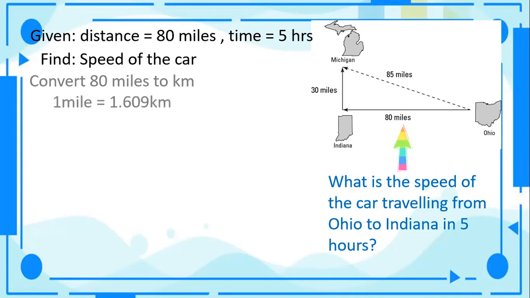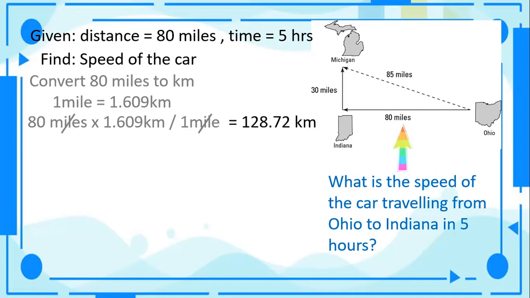And we will use the conversion factor 1 mile equals 1.609 kilometers to convert the 80 miles to kilometers. So what we need to do is simply substitute the given, which is 80 miles, and the conversion factor to the formula, and we will have 80 miles times 1.609 kilometers divided by 1 mile. Cancel the unit mile, then we have 128.72 kilometers as the answer.